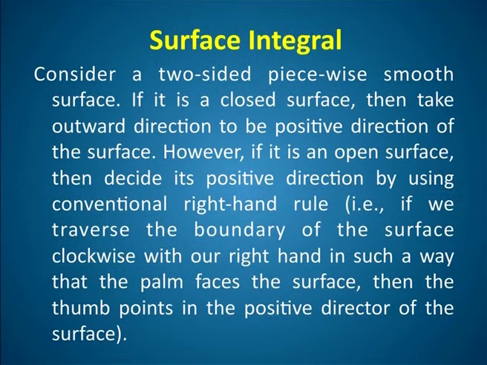Now, I will explain the surface integration of the vector function. Consider a two-sided piecewise smooth surface. If it is a closed surface, then take the outward direction to be the positive direction of the surface. However, if it is an open surface, then decide its positive direction by using the conventional right hand rule. That is, if we traverse the boundary of the surface, then our right hand is in such a way that the palm faces the surface, then the thumb points in the positive direction of the surface. This way we choose the positive direction of the surface integral.